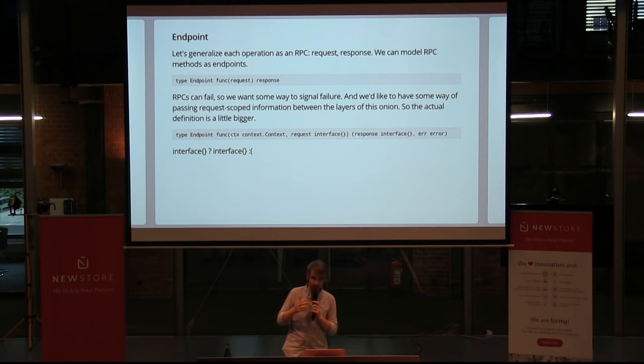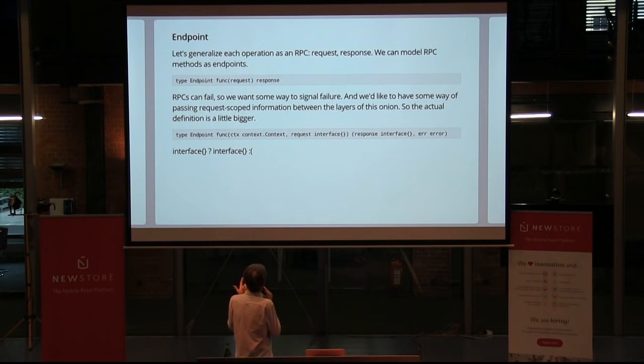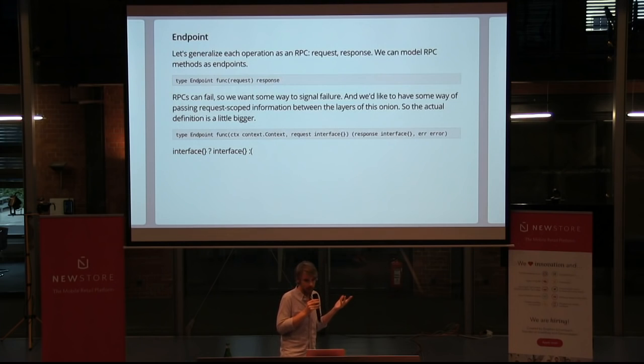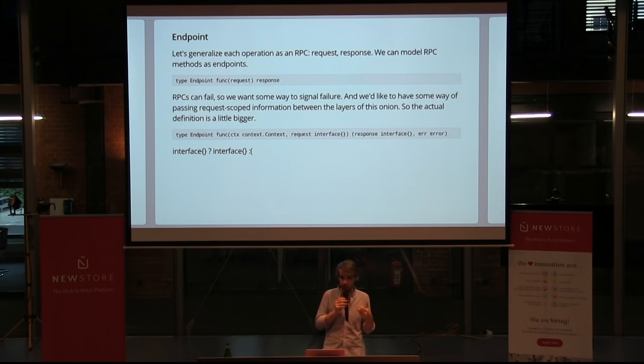So in order to get to that happy place, we introduce an abstraction. Let's generalize each of these RPC operations, post profile, get profile, whatever else, as an RPC with a request and a response. We can model RPC methods as what I call an endpoint function that takes a request and returns a response. RPCs can fail, so we need some way to signal failure. And we want to have some way of passing request-scoped information through the layers of the onion and back out again. So the actual definition is a tiny bit bigger. It looks like this. Not a big deal.